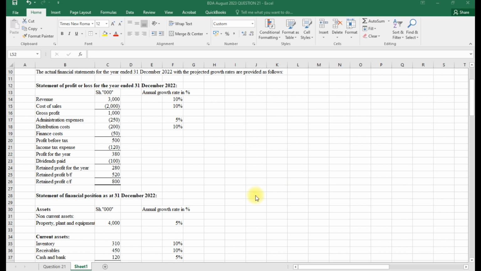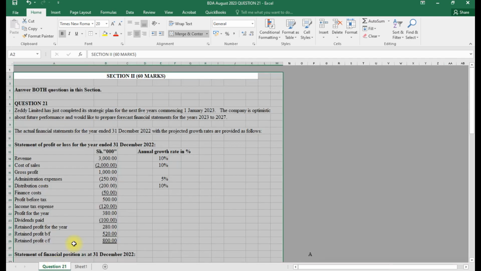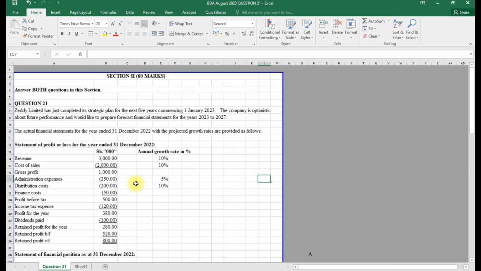And today specifically we're going to tackle question number 21. It was one of the compulsory questions according to this sitting. It had three sections. Section 1 was theoretical, whereby you're supposed to answer 20 questions, each carrying 1 mark. Section 2 had 60 marks, with 2 compulsory questions testing on the core area, one on financial reporting and forecasting, and the other on financial management. And section 3 had 3 questions, where you had to answer only 1 question.